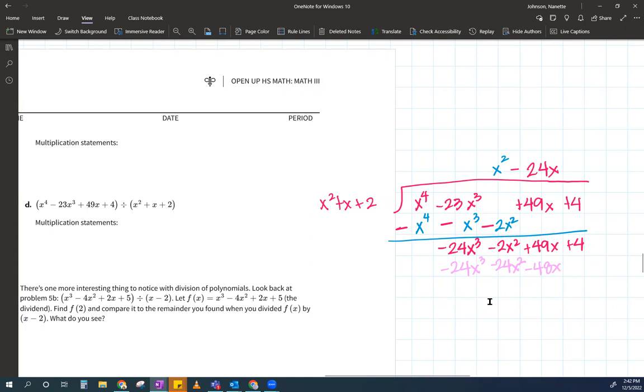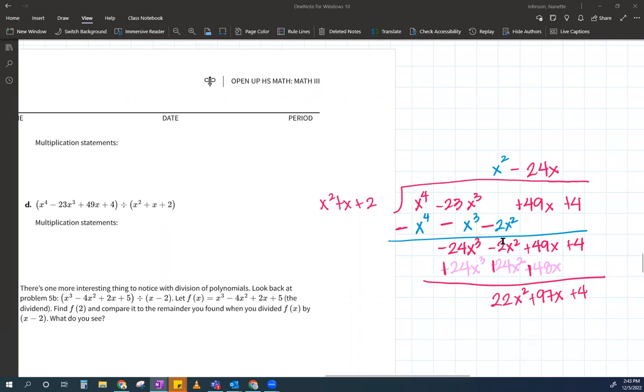So then again, I'm going to go through and change all my signs because now I'm subtracting. So I'm going to change everybody to their opposite. And then so this is 0. So that means, again, I did it correctly. Then again, I'm just going to take my time and make sure that I don't make any mistakes. So let's see, 49 plus 48, that's a really big number. So 80, 97, 97x plus 4. If you guys can check my arithmetic, that would be fantastic.